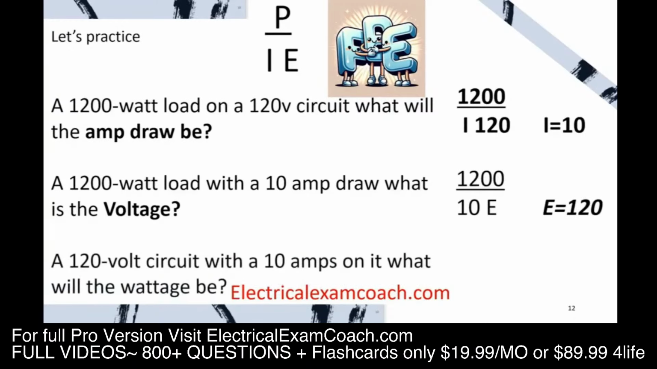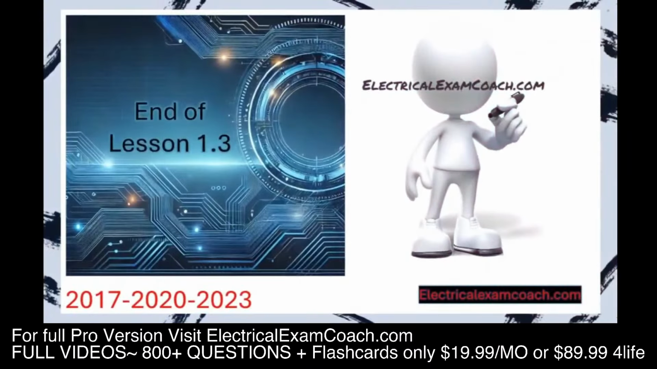And if we have a 120 volt circuit with 10 amps on it, what will the wattage be? That's right, all we have to do is multiply it out. And when we multiply 10 by 120, that equals 1200 watts. We're going to need to be very familiar with this for the rest of the program. We're going to have to convert back and forth between watts, kilowatts, back down to amps, and everything in between to be able to pass our examination. That's the end of lesson 1.3.